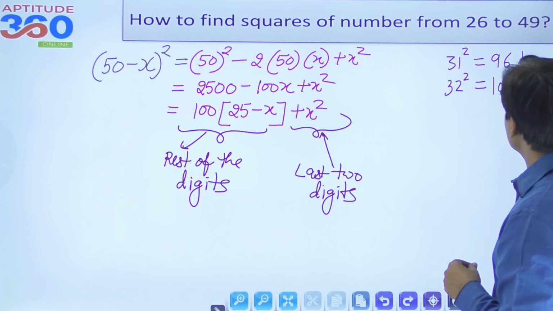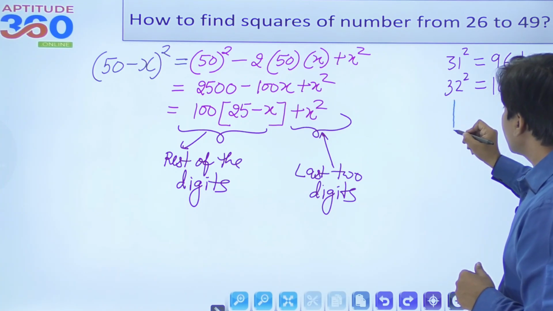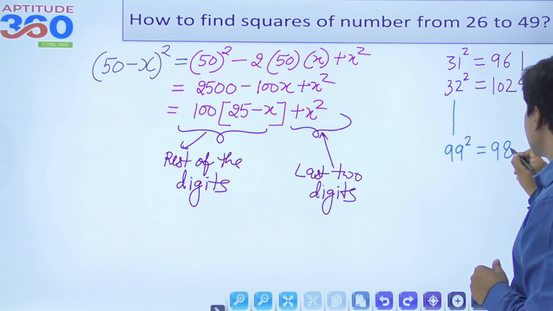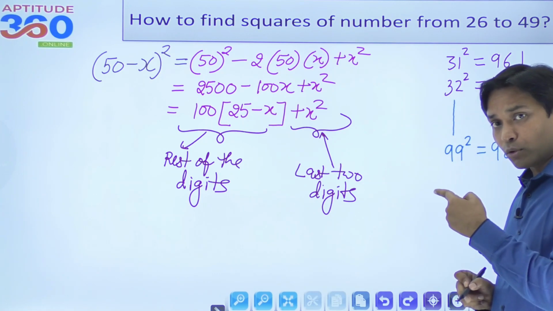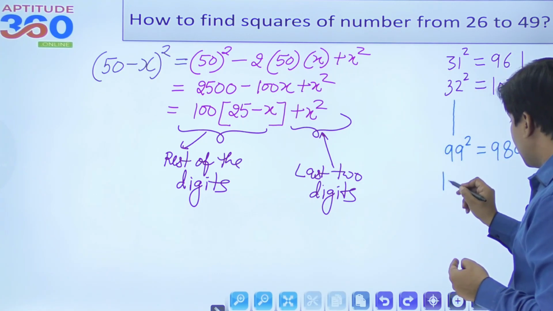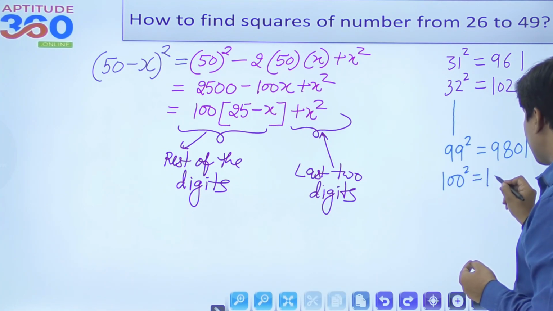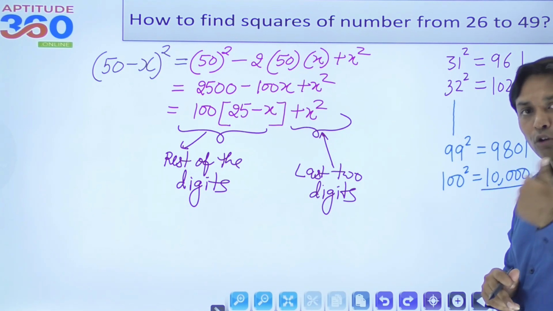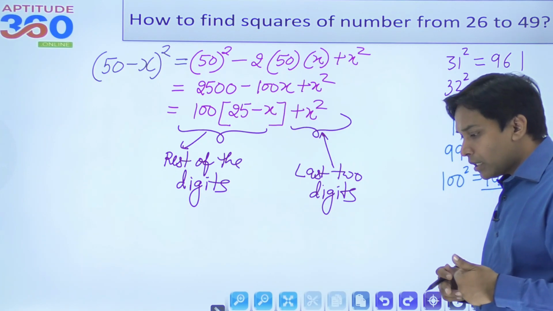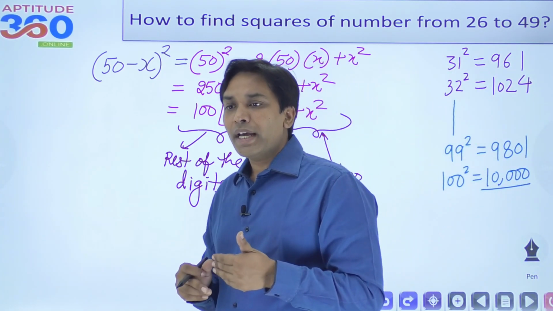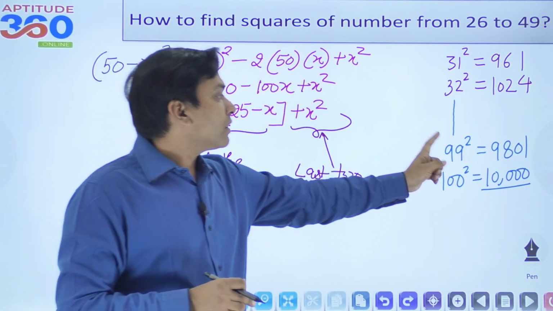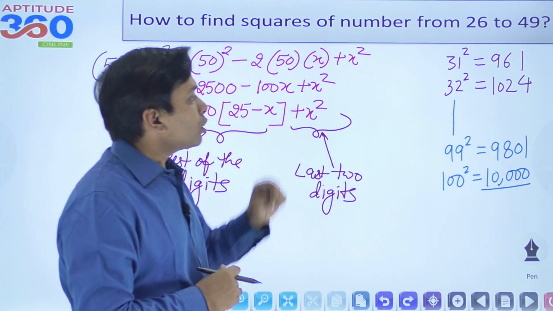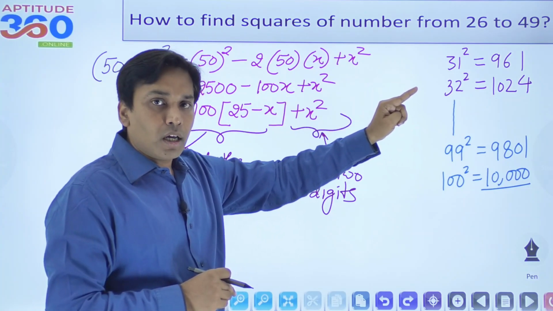32 square is 1024, and if you go ahead, 99 square is equal to 9801. All these numbers will come to us in the next 10 to 15 minutes. And 100 square turns out to be 10,000. Now 10,000 is a 5-digit number, 1 followed by 4 zeros, whereas 99 square, 9801, is a 4-digit number. And how about 32? 32 square, which is 1024, is a 4-digit number.